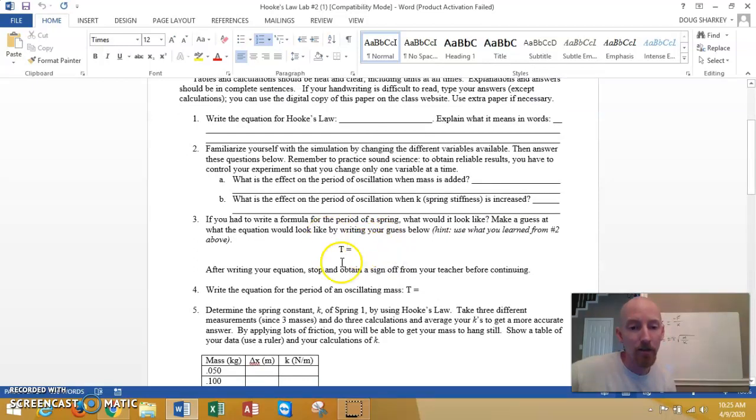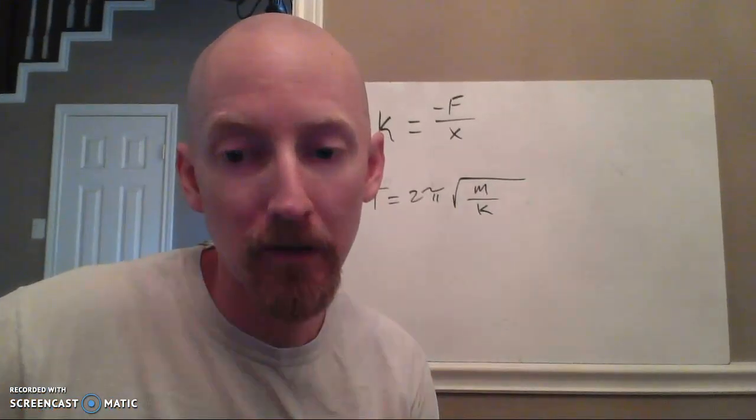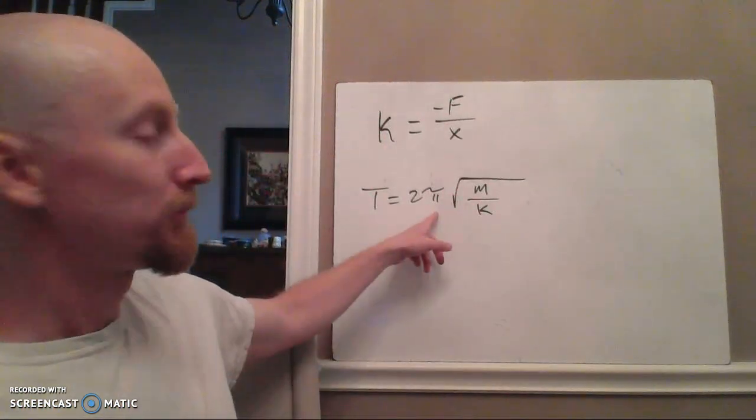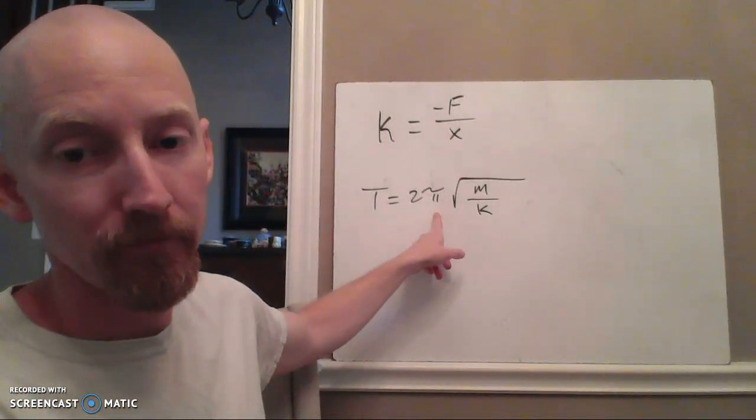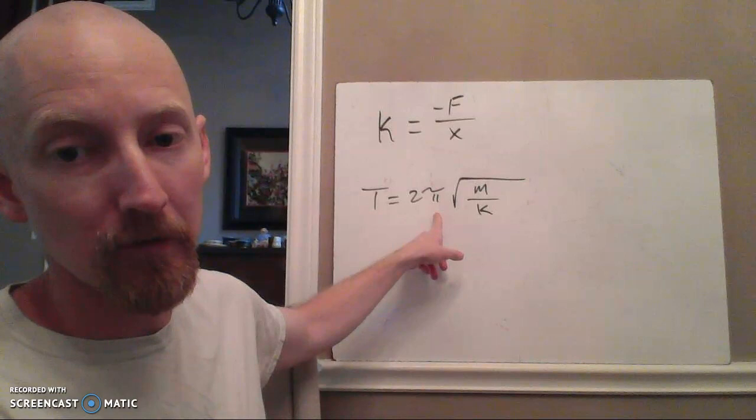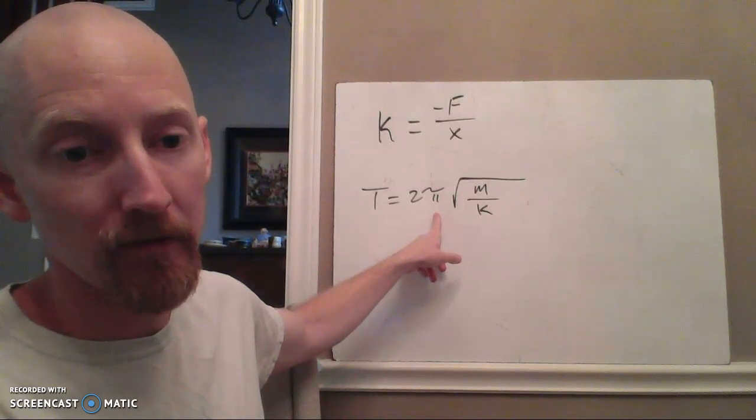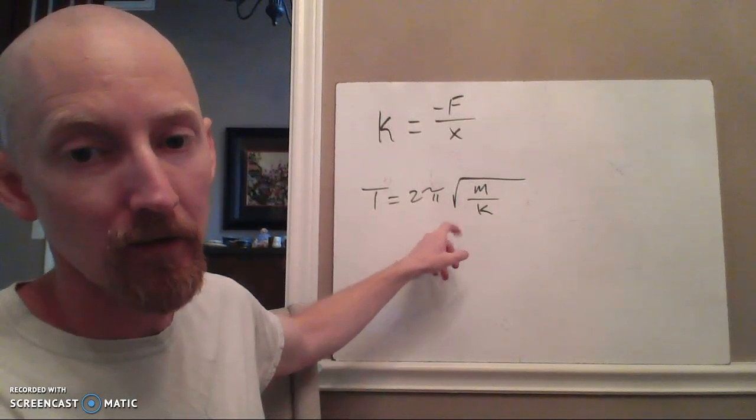And then right here it says, if you had to write a formula for the period of the spring, what would it be? Period of the spring, there it is. 2 pi square root of m over k. m is mass, k is the spring constant. There you go. That's what you're going to write.